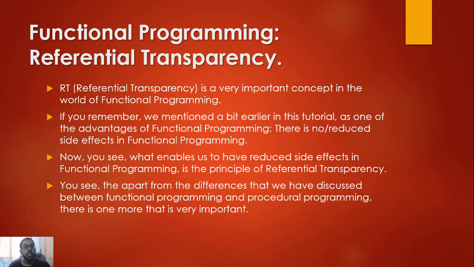Functional programming, referential transparency. RT, referential transparency, is a very important concept in the world of functional programming. If you remember, we mentioned a bit earlier in this tutorial as one of the advantages of functional programming, there is no or reduced side effects. What enables us to have reduced side effects is the principle of referential transparency. Apart from the differences that we have discussed between functional programming and procedural programming, there is one more that is very important.